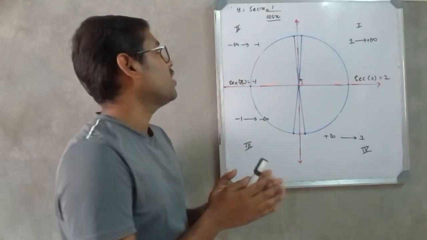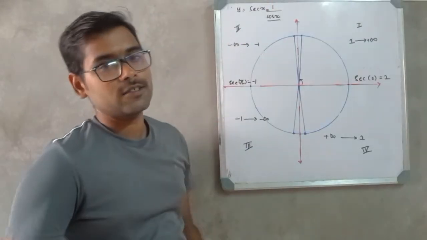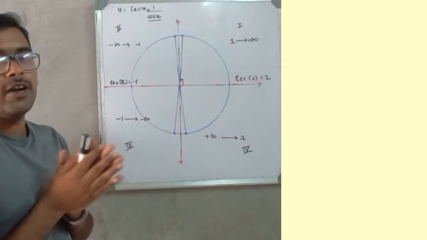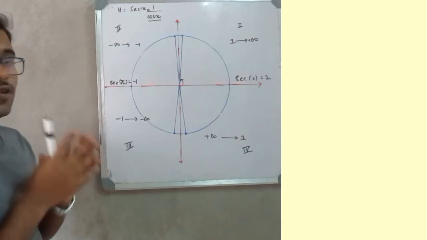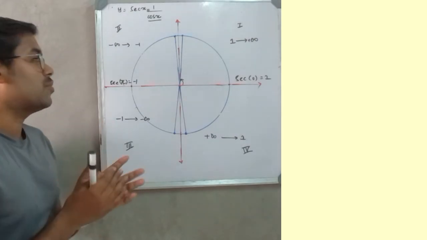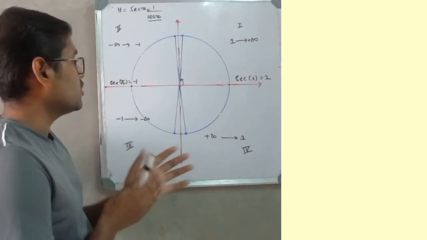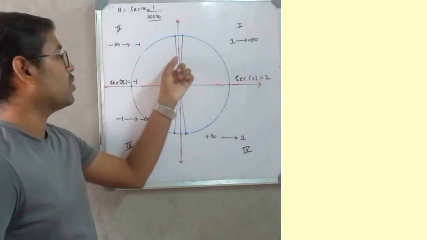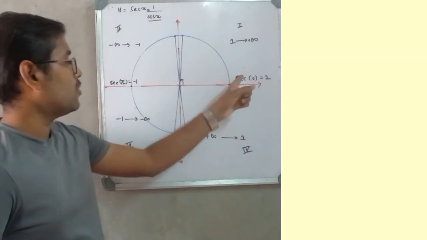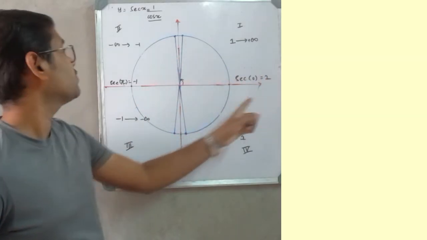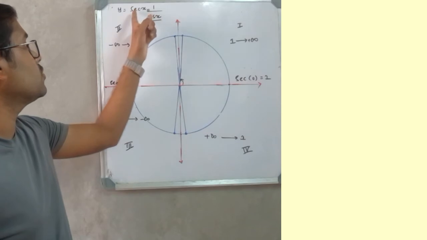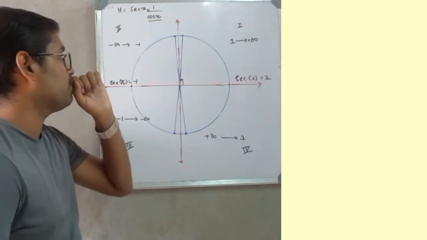Guys, next let us plot the graph of the function y is equal to sec x. Guys, the function sec x is defined as 1 by cos x. And to plot this graph, we need to again check the behavior of this function in different quadrants. And in the first quadrant, where the value of x varies from 0 to pi by 2, the value of sec 0 is 1. How? Cos 0 is 1, so sec 0 will also be 1.